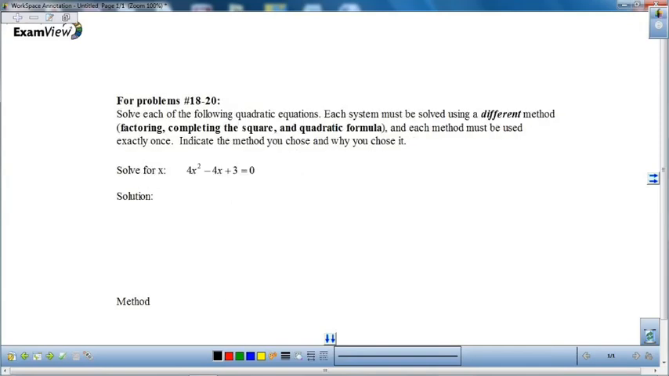The next problem I'm going to solve using the quadratic formula. The reason I'm going to use the quadratic formula for this one is because I have a leading coefficient. So usually when I have a leading coefficient, I don't like to use completing the square. So quadratic formula is -b plus or minus the square root of b squared minus 4ac all over 2a.